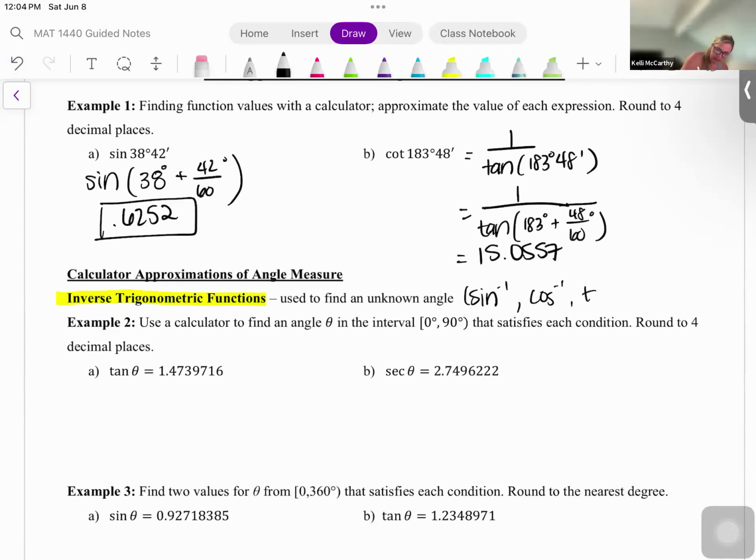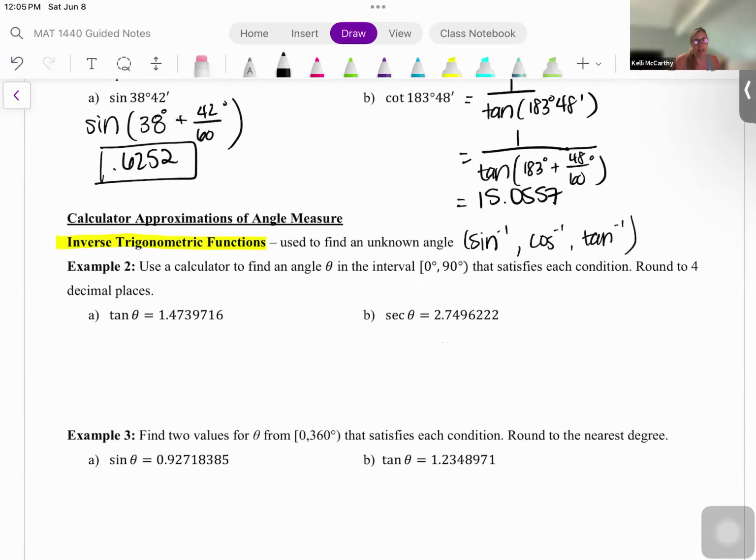Cosine inverse and tangent inverse. Just like with our normal calculator functions, we do not have one for cosecant, secant, or cotangent, so we would use those reciprocal identities in this case as well.